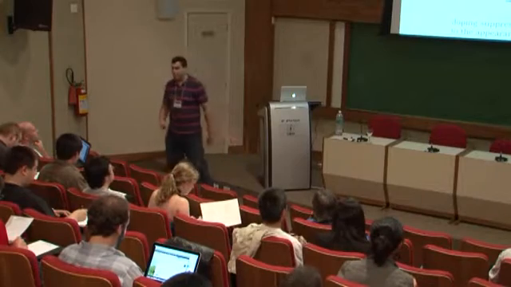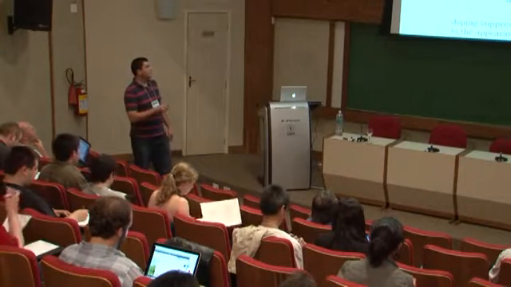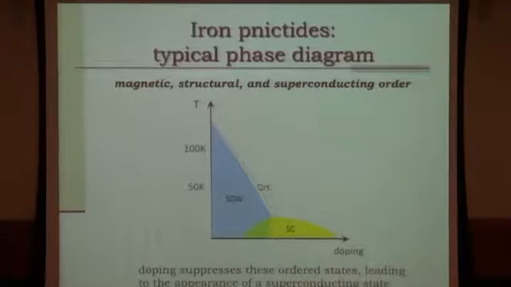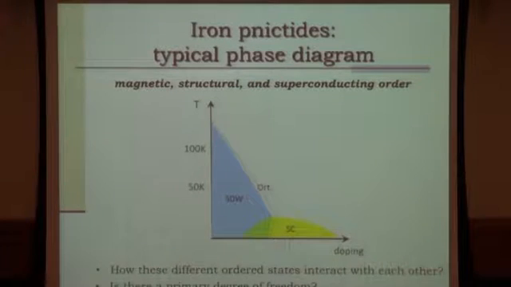We start with a phase that is tetragonal and paramagnetic. Then, as temperature goes down, we first see a transition from tetragonal to orthorhombic, then from paramagnetic to magnetically ordered, and this is the so-called parent compound. As you apply pressure or introduce foreign elements, these two transitions are suppressed, and then we see superconductivity appearing.